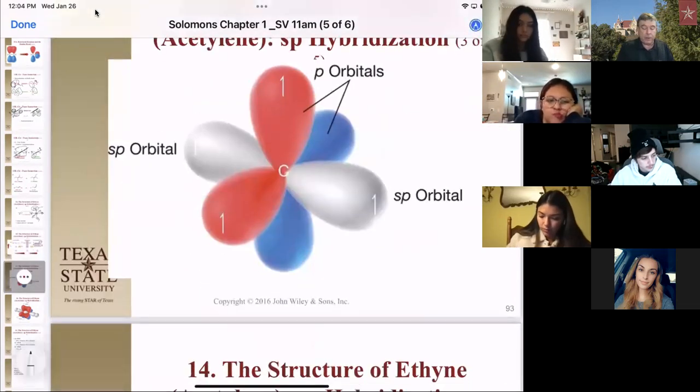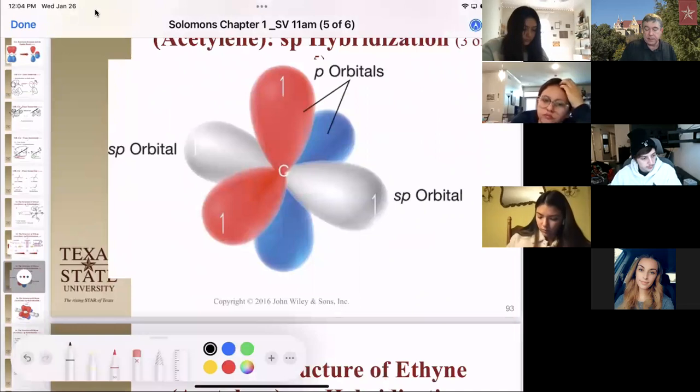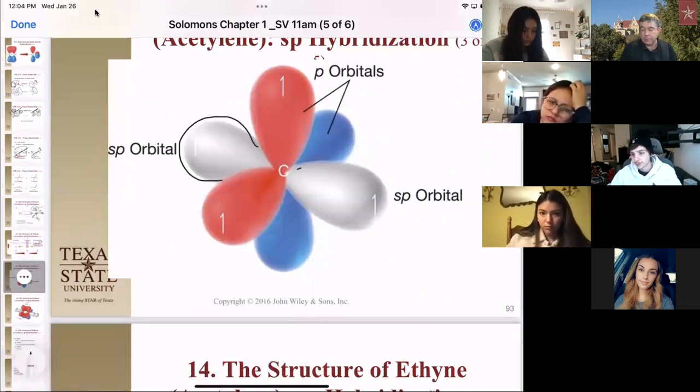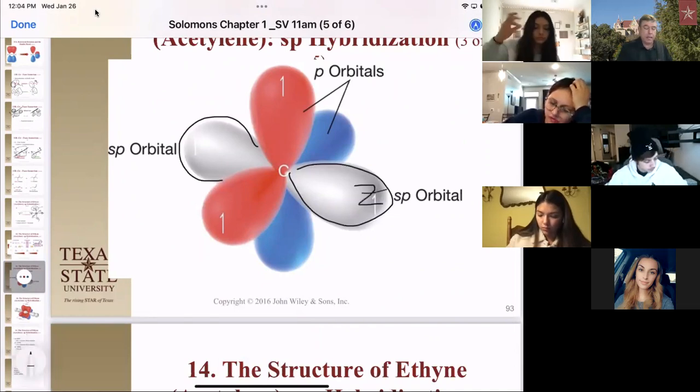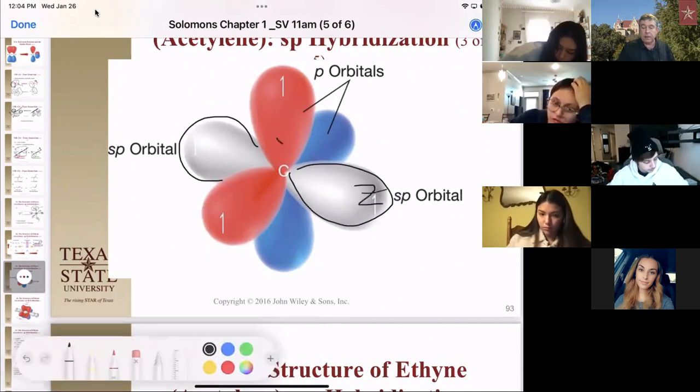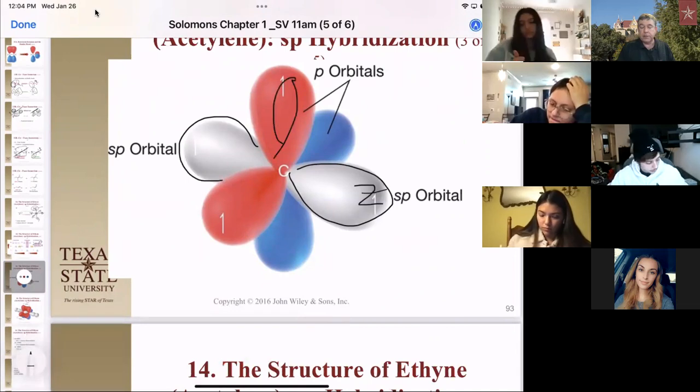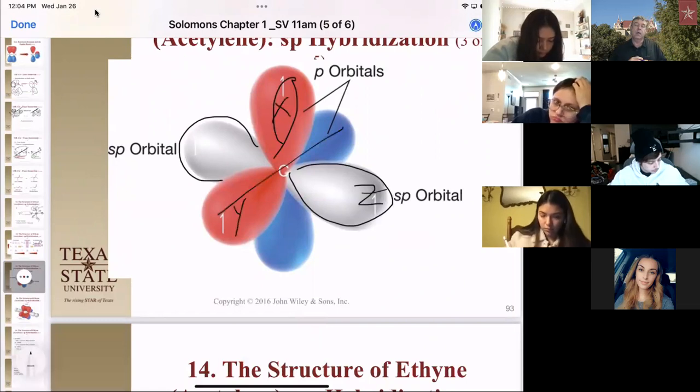So when we look at that, we see that this is the hybridized orbital right here, and we're going to call that the z-axis. And then we have the orbital in this direction, which is the x-axis, and then this orbital here, which is the y-axis. Okay, so those 2 p orbitals and that sp hybridized orbital are spread out as far apart as possible. They're each 90 degrees apart.